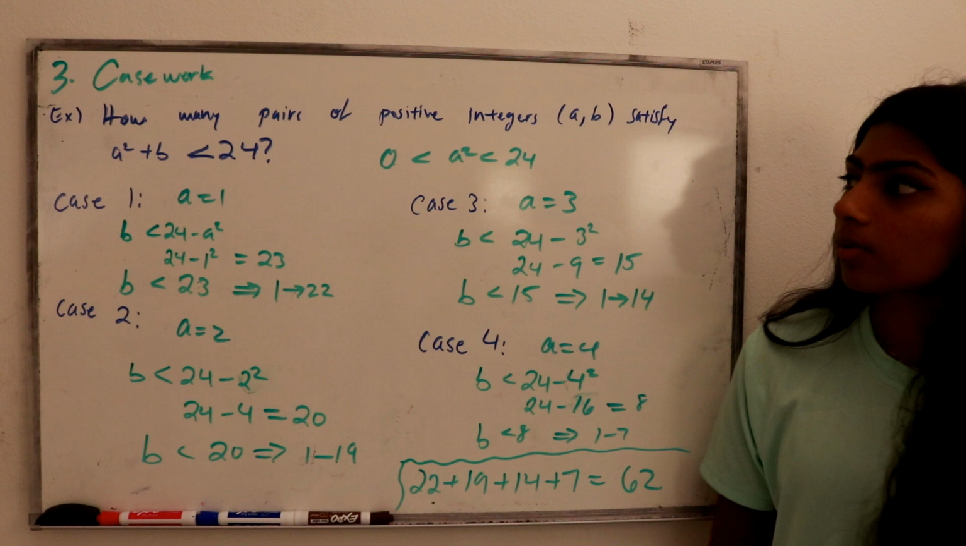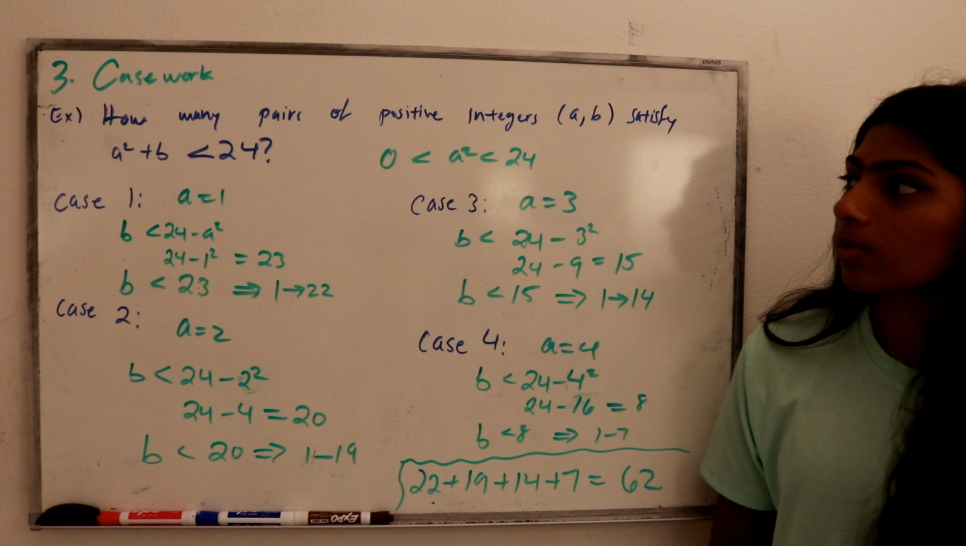So that means that for case 1, we can let a equal 1, because if we take the square root of both sides, it just basically means that a can only be between 0 and 4. So a equals 1, then we're going to go to a equals 2, then a equals 3, and then try a equals 4. And those are only 4 cases, because if we try a equals 5, it's more than 24, 25, and it won't work. So with case 1, a equals 1.